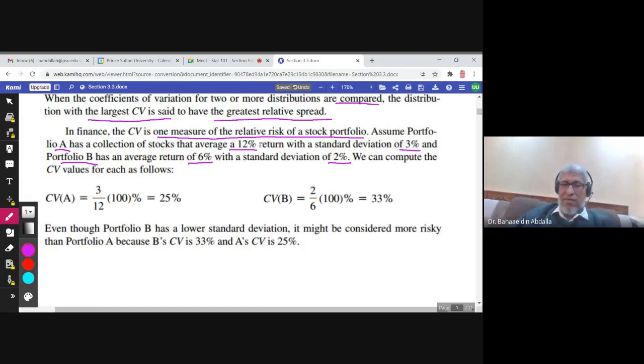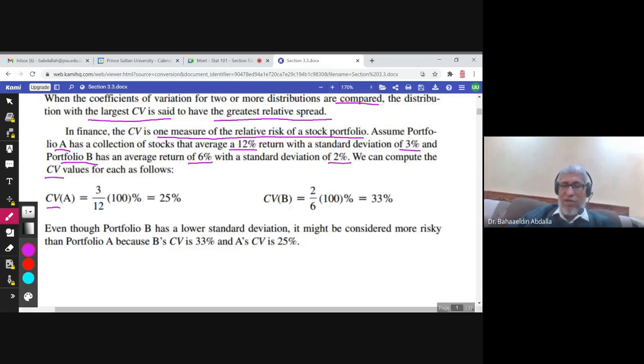Now, since the means are different, 12% and 6%, you cannot just say that portfolio B has 2% standard deviation, less than 3%, so it has less spread than portfolio A. No, this is not correct. You cannot compare using the standard deviation because the averages are different. So how to compare the relative spread here? You use the coefficient of variation.